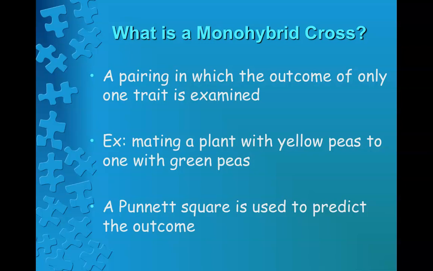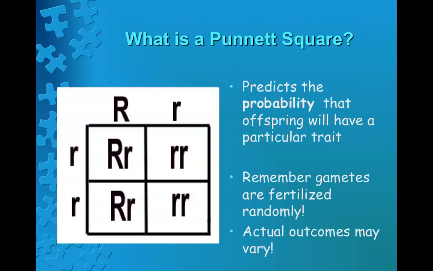So we're looking at the pairing of parents and only considering one trait at a time. If we go back to Mendel's plants, we're using the mating of pea color, a yellow pea with a green pea, and using the Punnett square to predict the outcome. Now, Punnett squares only predict the probability of the offspring of a particular trait. Because your gametes get randomly fertilized, your actual outcomes can vary. The more offspring you count, the closer you'll get to the probability predicted.